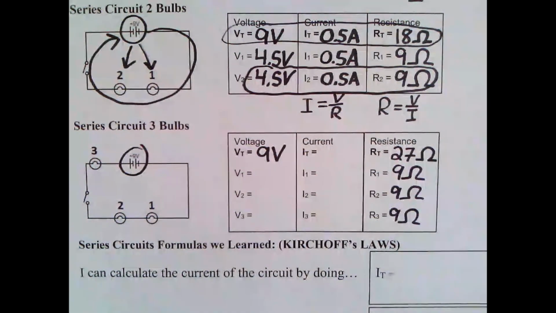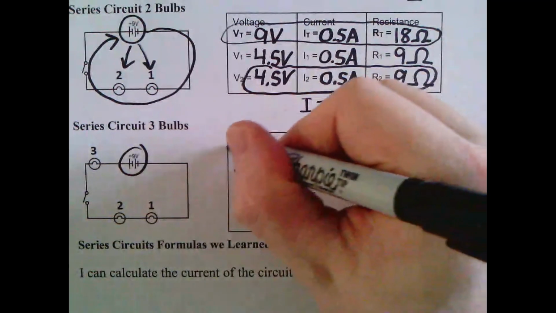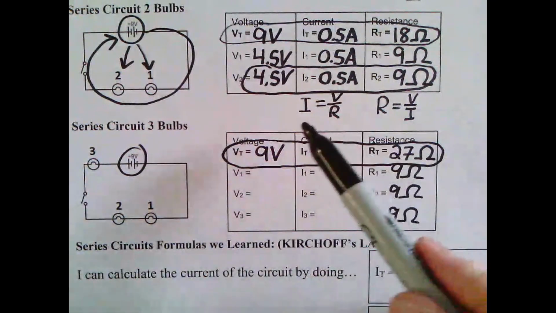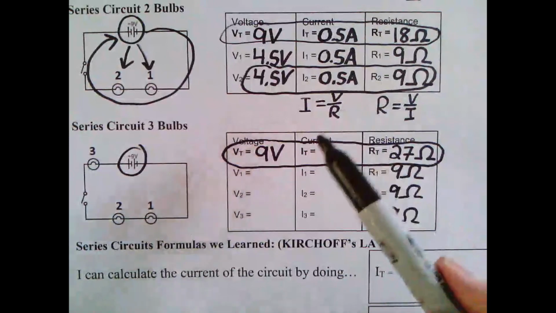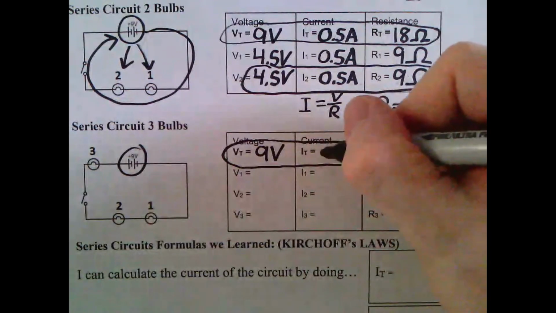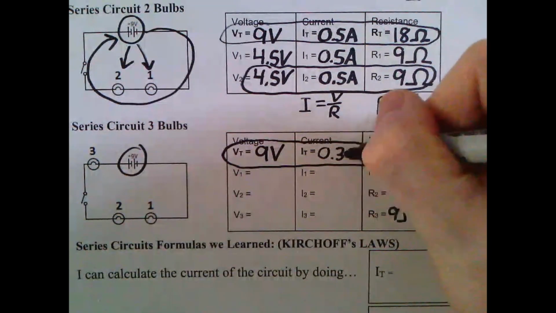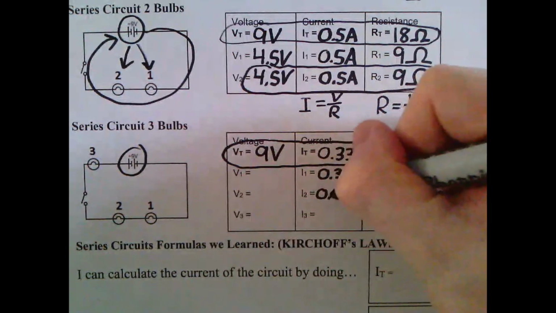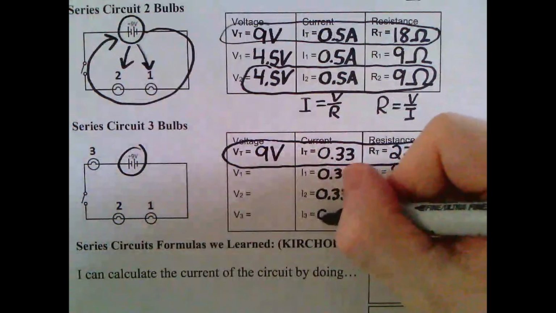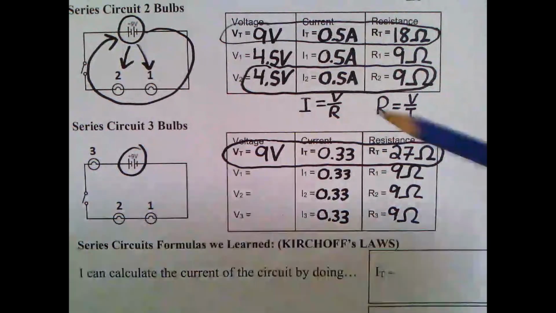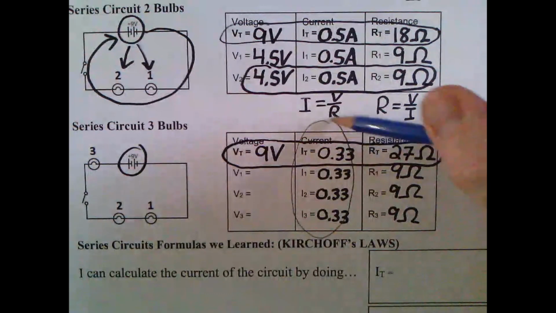With this in mind, we can find out every other missing piece. If we want to find the current here, I can just say that the current should equal voltage divided by resistance. So the voltage is 9, the resistance is 27, so it's basically 1/3, so I can say 0.33. I know the current is the same everywhere, because this is a series circuit. So in series, the current is always the same. That's what makes it really simple for series, is that whatever the current is in one spot is the same everywhere.